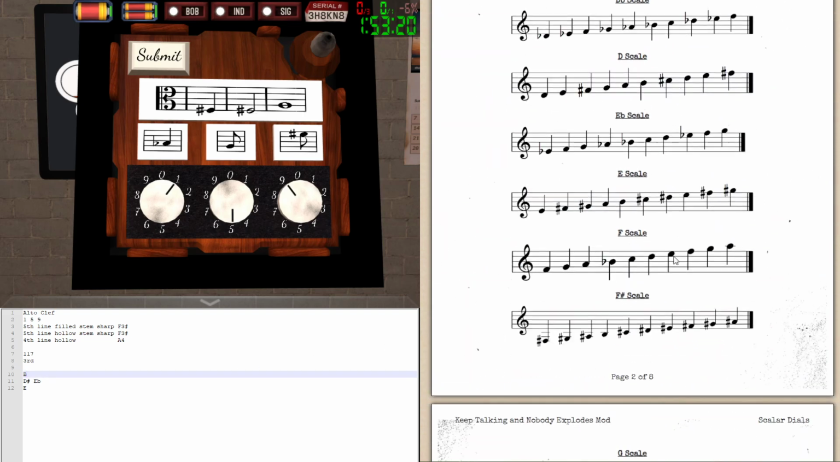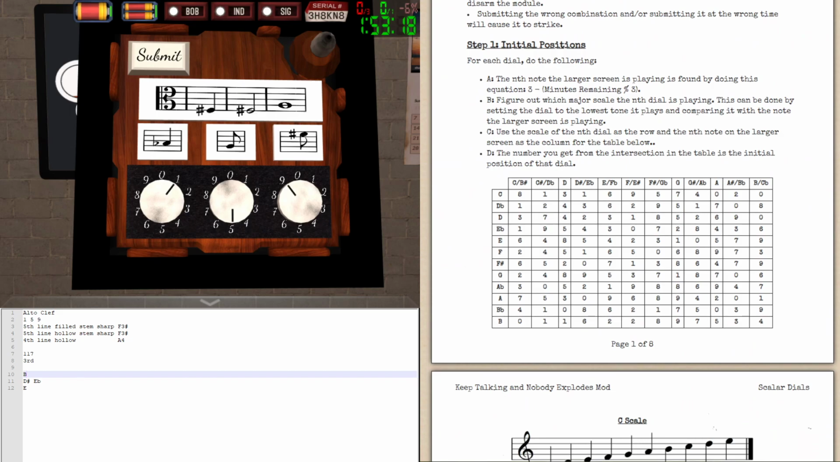Now going back all the way up here, we're going to use the note on the screen as our column. So here's our F sharp / G flat. And then we're going to use the scale for our row. B is over there, and that's going to give us a number, which is 8. So we're going to set the first dial to 8, and we do the same for each one.